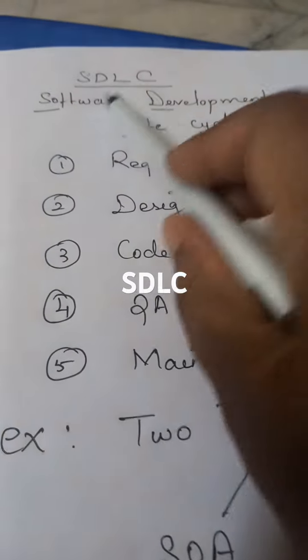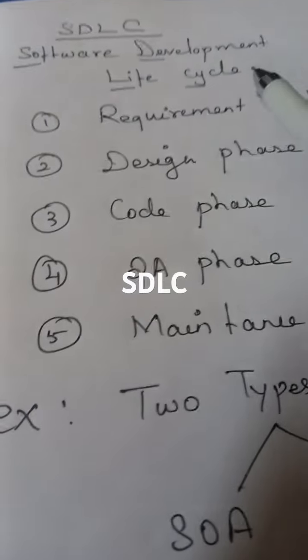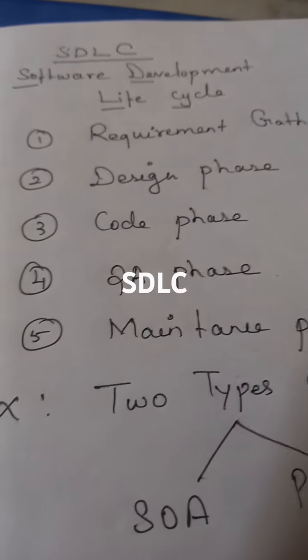Hello friends, let's see what is SDLC. SDLC means Software Development Lifecycle. It has 5 phases to build a software application.